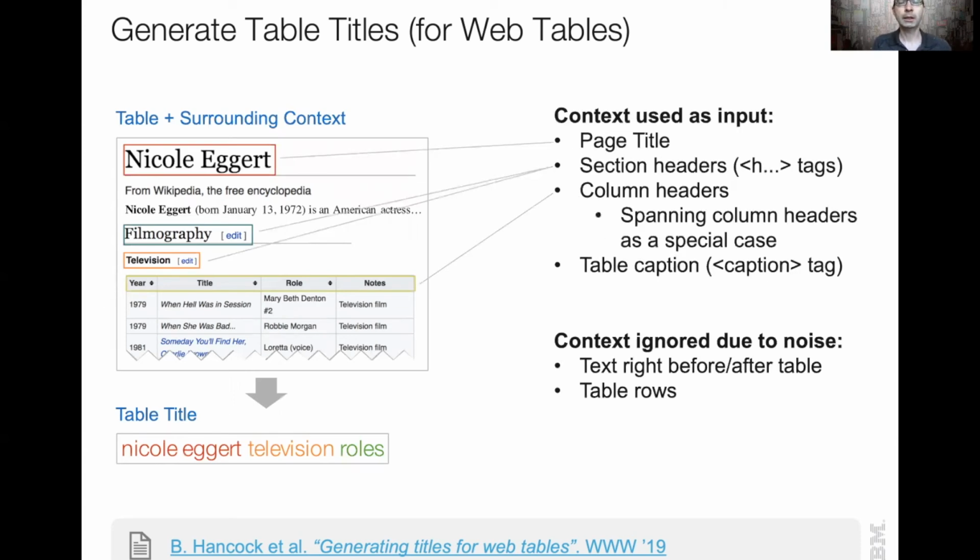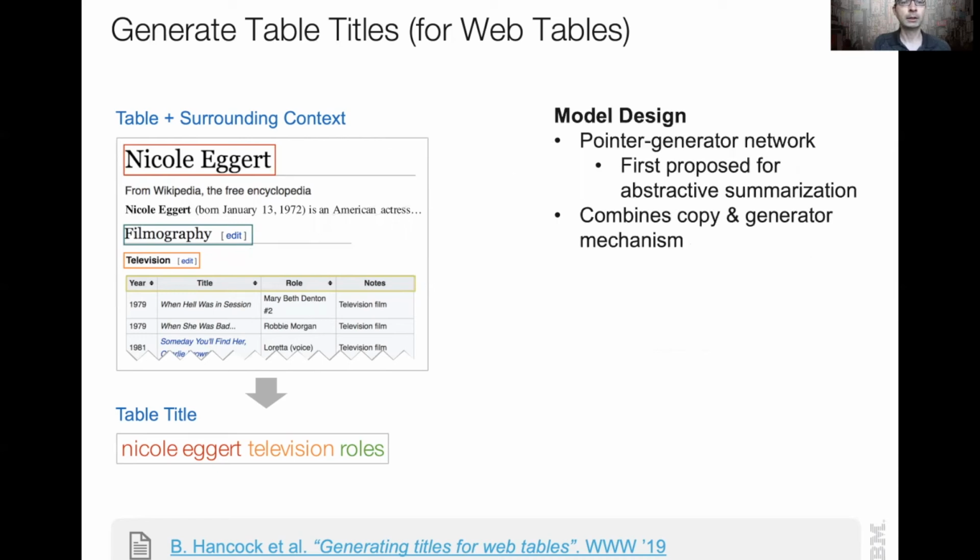The approach that they take leverages different types of information from the input document, including the page title, the section headers, the column headers, and others. And the model is designed by using a pointer generator network, which was first proposed for abstractive summarization, and combining both a copy and a generator mechanism to both copy existing words from the document, but also generate novel words that may make better and more readable titles.